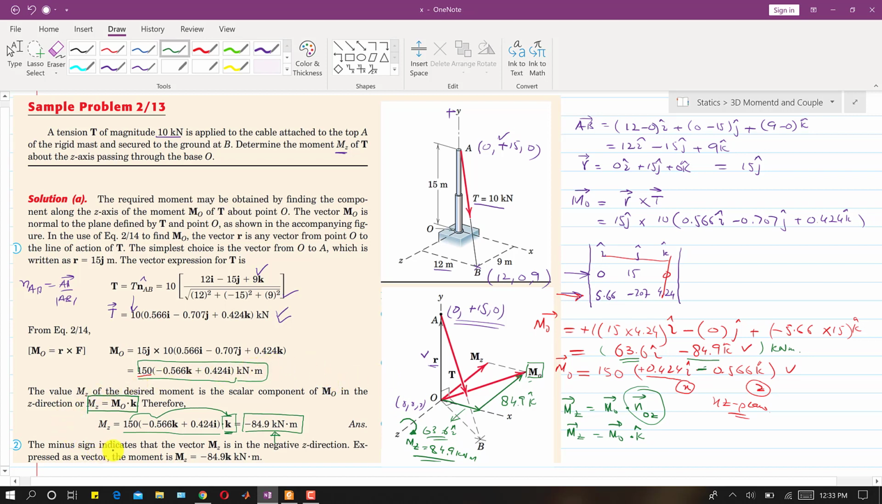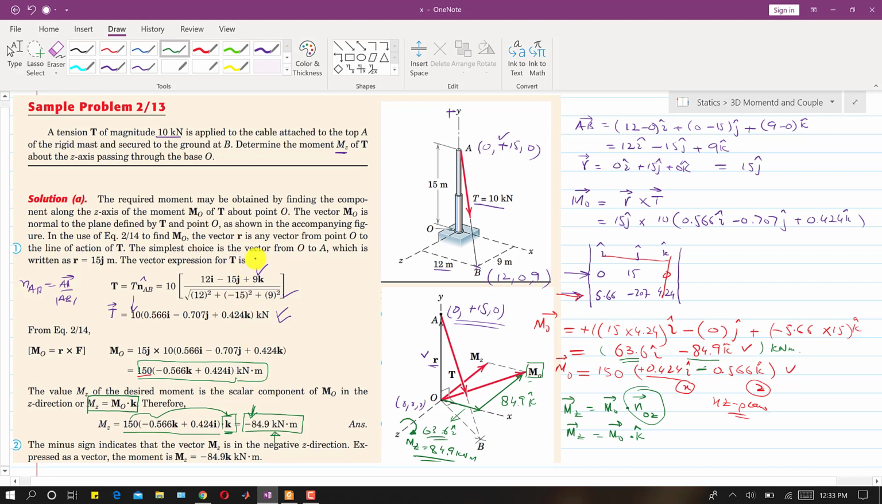The minus sign indicates that the vector Mz is in the negative z direction, right? If we rotate our fingers in the clockwise direction, our thumb will point in the negative z direction. So the moment about z is a clockwise moment. Whenever we use the vector product, that is the cross product, the minus sign will represent the clockwise moment and the plus sign will represent the counterclockwise moment. Remember, this is solution A.